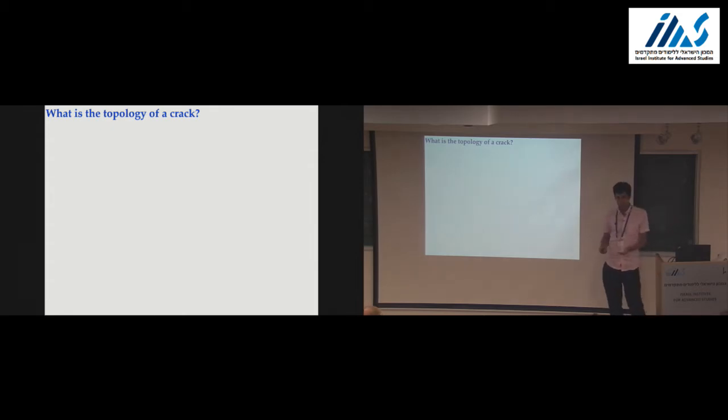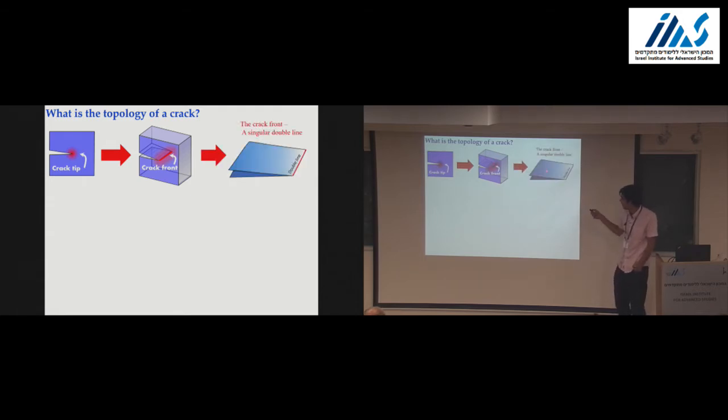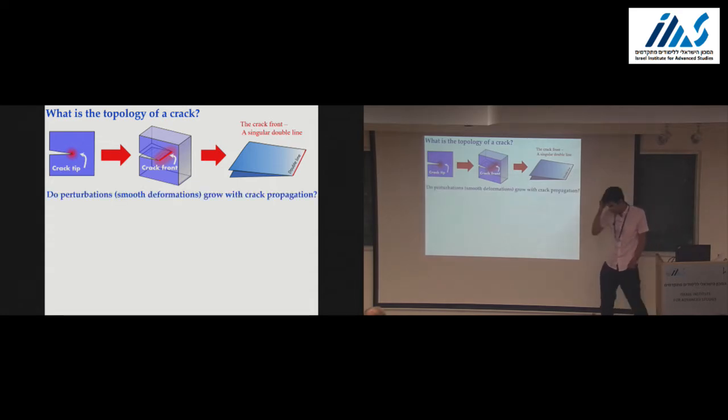And the question of my talk is, what is the topology of a crack? If we take a three-dimensional crack like you see here, then a fracture occurs along a line called the crack front. And if we abstract from it only the crack faces, then we see that the crack front is actually a double line. It's the intersection of the two crack surfaces. And inspired by topology, we can ask what happens if we smoothly deform the crack front.